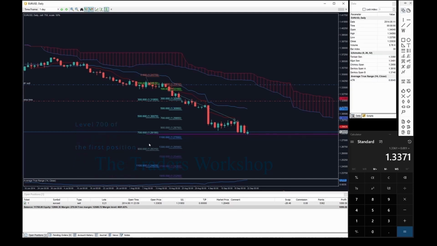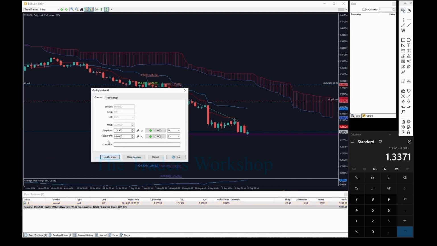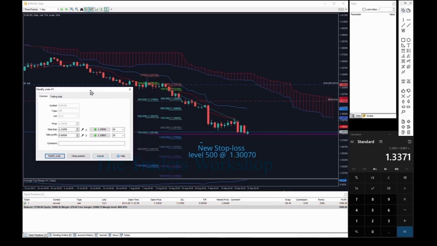Now, let's read the description on the ray line. The description says, for position 1, move the stop loss to level 500 if the price action hit the level 700. Let's modify ticket number 1 at the trading panel below. The new stop loss should be at level 500. And the price at level 500 is 1.30070.